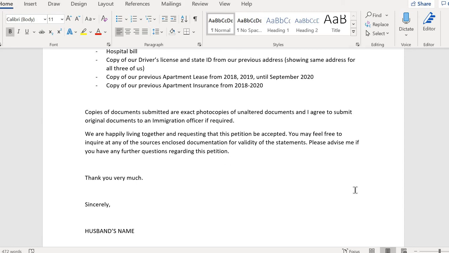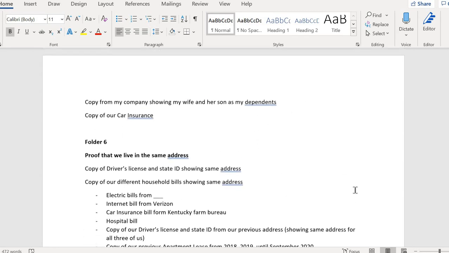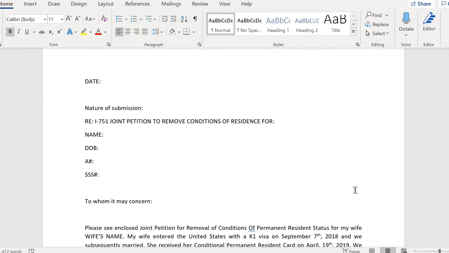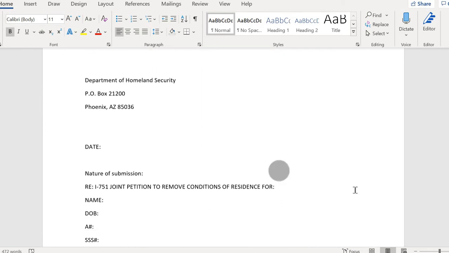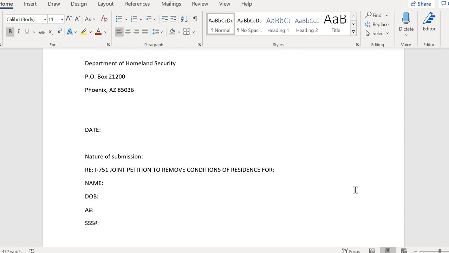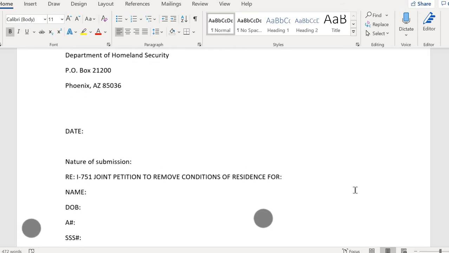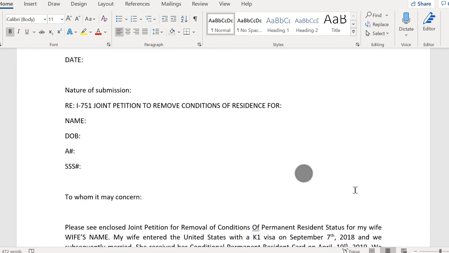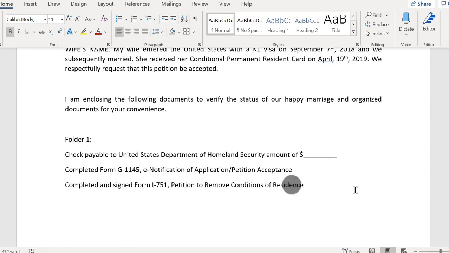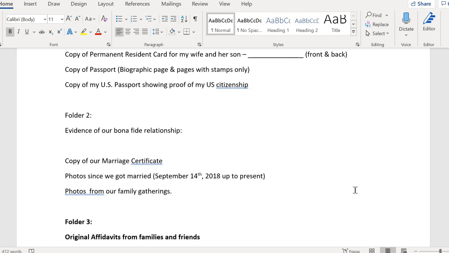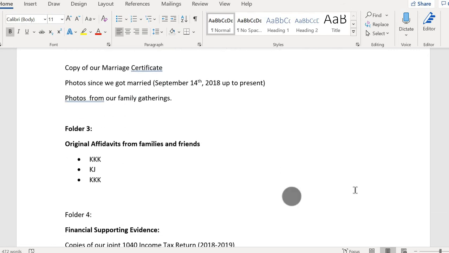So that would be it for the cover letter for the petition for removal of conditions of residence for me and my son, submitted by my husband and signed by him as well. And basically you can use the same form, and the more evidence you have, the better for you.